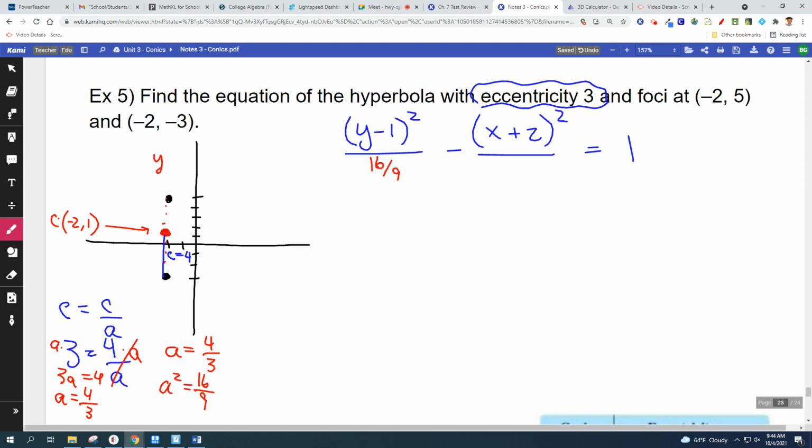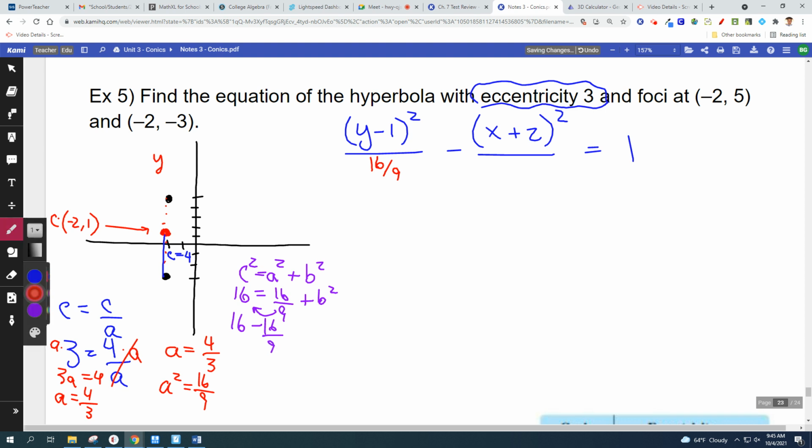And then what? We have to find B. And so we can use this same equation. C squared equals A squared plus B squared. We know the C value was 4, so squared is 16. We know the A squared value is 16/9. And we need to know B squared. So we can subtract this over. 16 minus 16/9 is your B squared value.